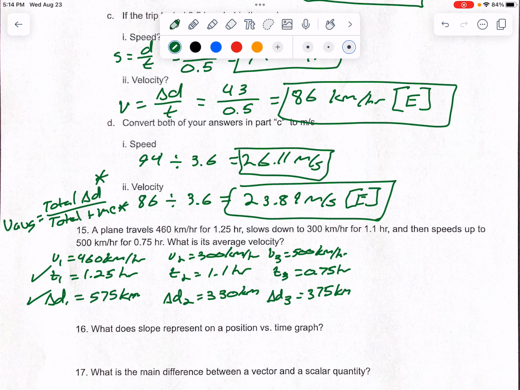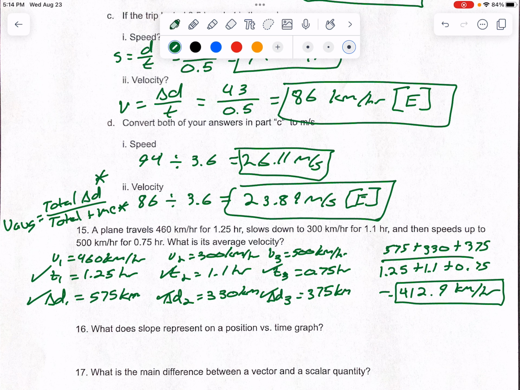So now I have all my times. I have all my displacements. Now I can do what I originally did when I just talked about displacement and times. So what I'm going to do is take 575 plus 330 plus 375 over my total time, 1.25 plus 1.1 plus 0.75. And that's going to give you 412.9 kilometers per hour.